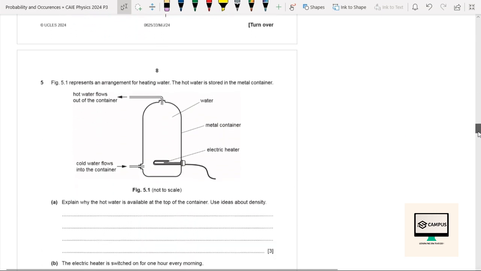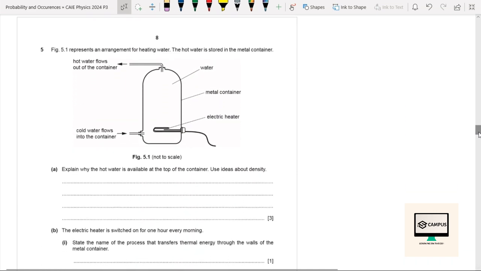Question number 5. Figure 5.1 represents an arrangement for heating water. Hot water is stored in the metal container as well. So there's a heater, cold water flows in from the bottom, and hot water exits from the top. Explain why the hot water is available at the top of the container, and use the idea about density. Well, they have given the answer in the question.